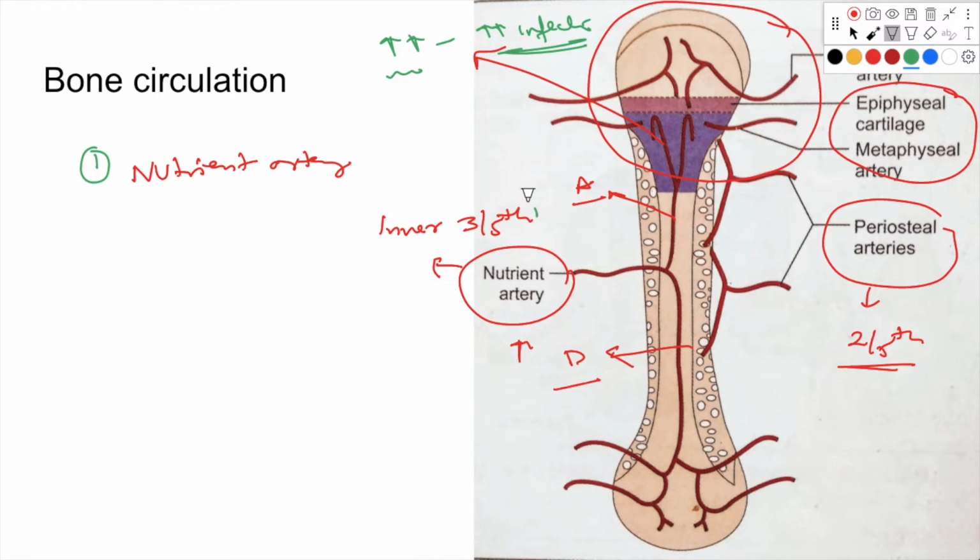It gives the inner 3/5 of the blood supply, and it enters the nutrient foramen, gives out an ascending branch and a descending branch, and this is disrupted in fractures. The nutrient artery, nutrient foramen is disrupted in fractures, where the blood supply is then taken over by the periosteal low pressure system, which supplies the outer 2/5 of the cortex.